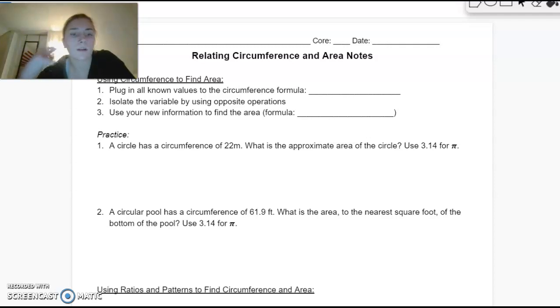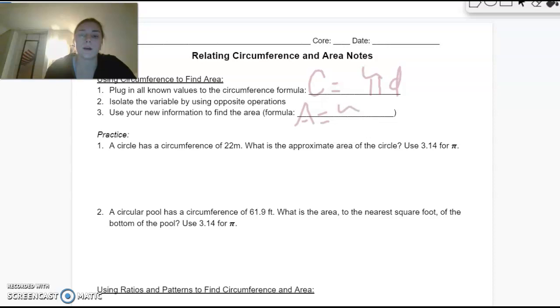Alright guys, so today we're going to talk about the relationship between circumference and area. We can use circumference to find the area of a circle. There's 3 steps to do that. Number 1, we're going to plug in all of our known values to the circumference formula, and the circumference formula is pi times diameter. Then number 2, we're going to isolate the variable by using opposite operations. And for number 3, we're going to use our new information that we learned yesterday to find the area, in which the formula is area equals pi times radius squared.